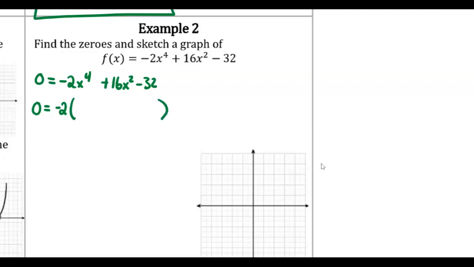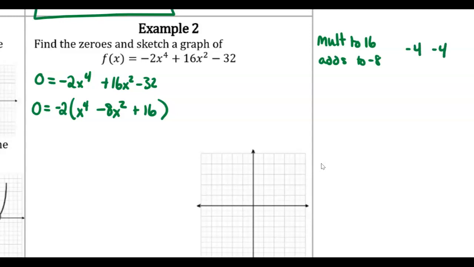And you can write dividing by -2 if it helps you. That's totally fine. So if I divide by -2, I have x to the 4th, minus 8x squared, plus 16. Now you look inside that parentheses and see if you can factor that further. That's a trinomial. So I'm asking myself what multiplies to 16 and adds to -8, because what multiplies to AC adds to B. I get -4 and -4.